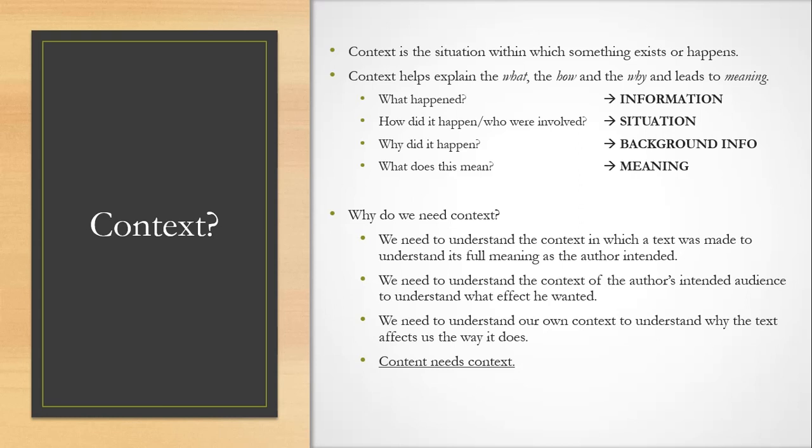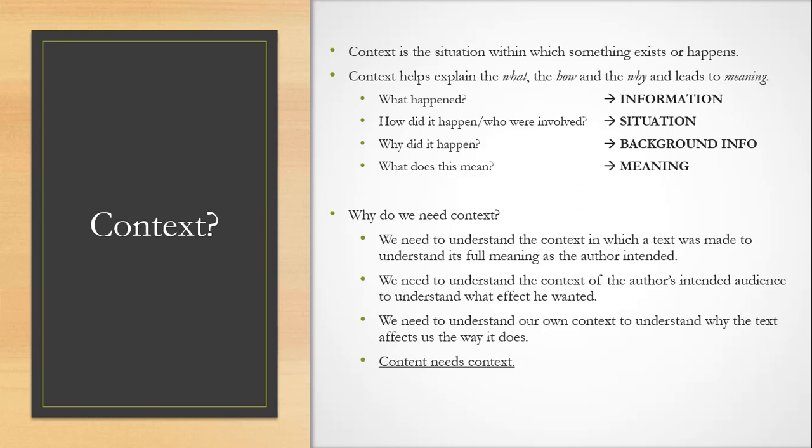So what is context exactly? Context is everything that goes into shaping the way we see things, both as writers and as readers. Understanding context helps us understand the information that we're being given. So when we talk about context, we're talking about the what that's happening, we talk about the why it happened, and we talk about what it means.